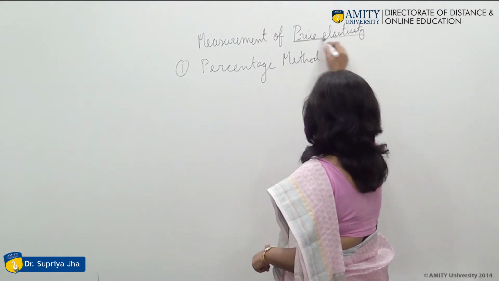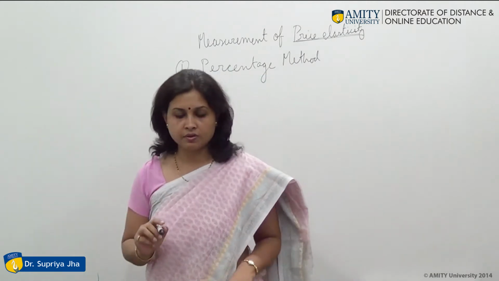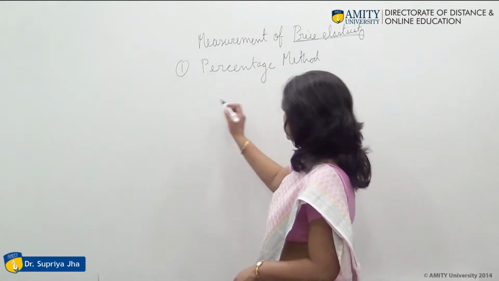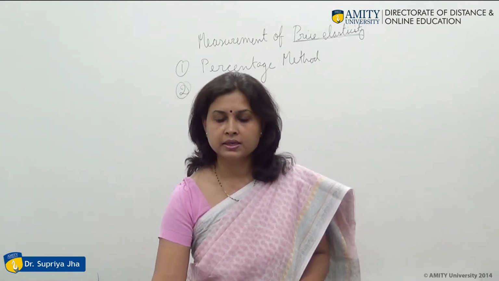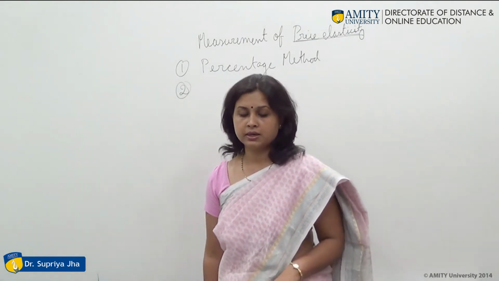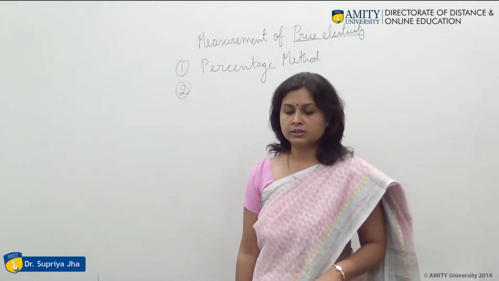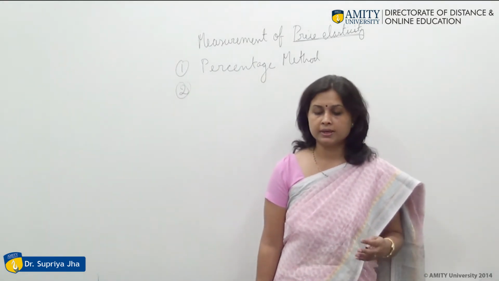Price elasticity means by default it is price elasticity of demand. The first method is known as percentage method. Second method is known as arc method. Third method is known as geometric method, and fourth method is known as total revenue or total outlay or total expenditure method.